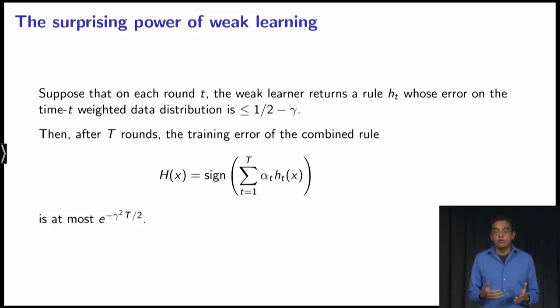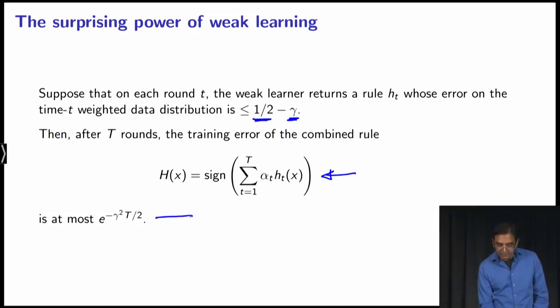Okay? So formally, suppose that the weak learner always outputs weak classifiers H1, H2, H3 that are better than random, okay, whose error is less than a half, say a half minus gamma, where gamma might be something small. Then, after T rounds of boosting, the final classifier, which is this weighted majority vote over here, is guaranteed to have a training error that is exponentially small in T. That is to say that the training error goes very rapidly to 0.